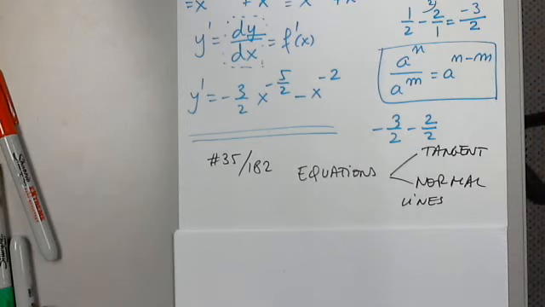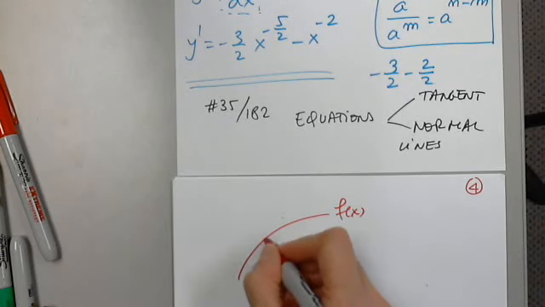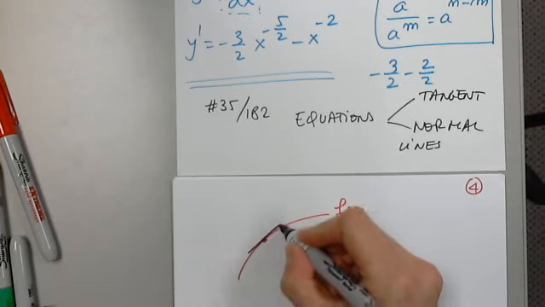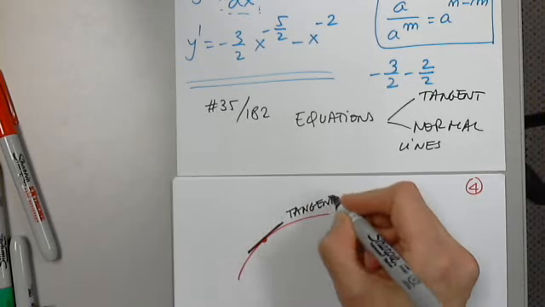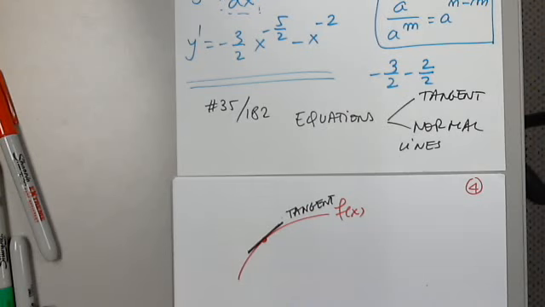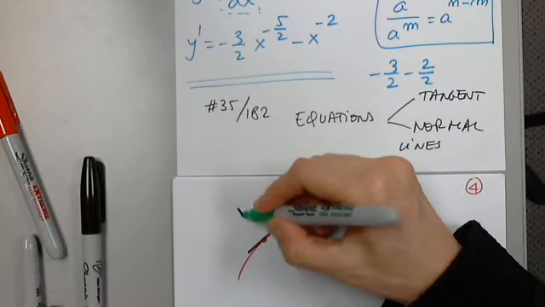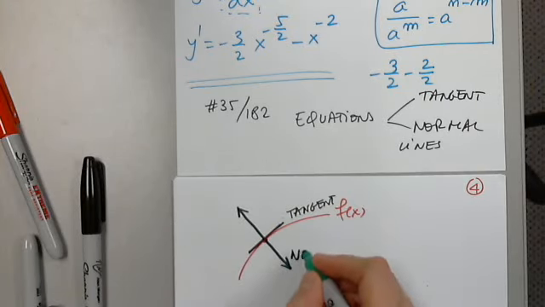Okay, so let's suppose we have a function, and this is f of x. And let's suppose we have a point on this function. And at that point, I will draw the tangent. So this is the tangent. And at the same point, I will draw a perpendicular line to the tangent line. This will be the normal line.